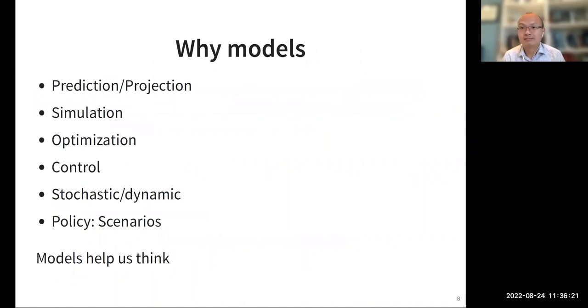Why models? We can answer some questions without a model. Some may be intuitive, some may be back-of-the-envelope calculations, so why in the first place do we need models? Models help us to think. In order to build a model, you need to understand the system, the relationships, the structure, and those things help us to think. So with the model, you can do projections and predictions. In the engineering world, you probably need more prediction, more accuracy. In the policy field, we probably use more projection, which means if this happened, what would happen?